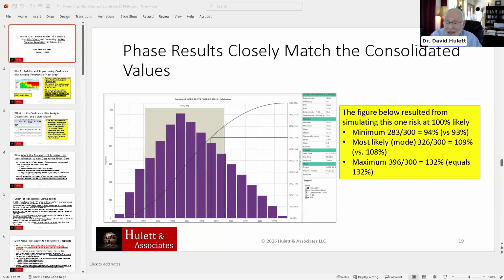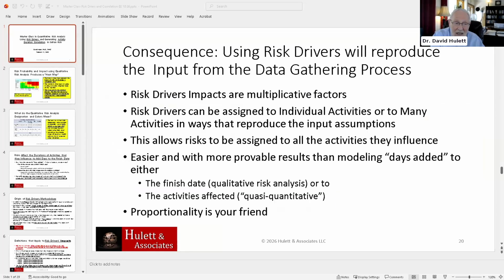The maximum is 396. We're back here on the maximum. So that's 132. And in fact, what we said we were going to be using for the entire fabrication was 132% for the maximum. So fundamentally, you're saying this is how we collect data on risk drivers. This is how we map data to risk drivers. And this is how the risk drivers handle that kind of information. And this is handling it as the average of the 5 interviewees said.